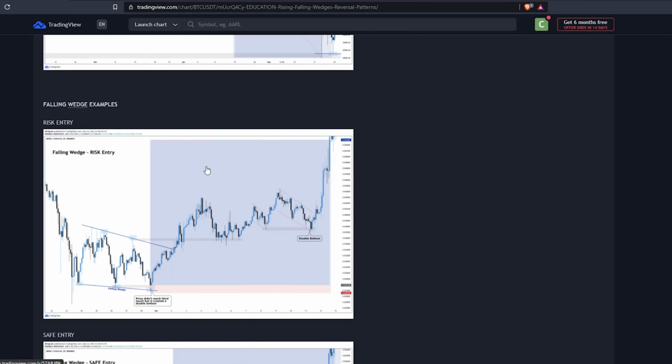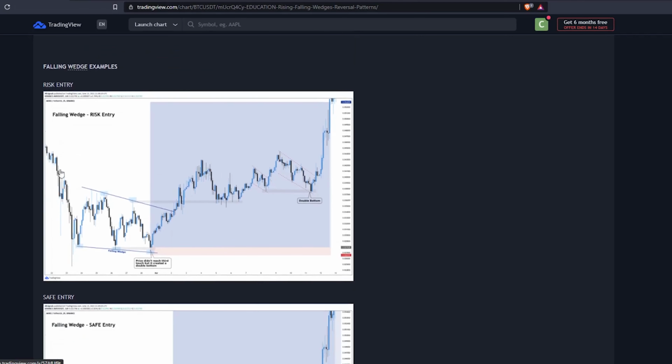So here's falling wedge risk entry. The same thing happens. We've got a downtrend. We start to see how we're getting lower highs and lower lows. Around about here is where we would take our entry point for a risk entry. It hasn't touched the bottom fully, but as you can see, there is a double bottom formed between the two candles. So this would be our point of entry, and our stop loss would just be below the falling wedge line there, as you can see.